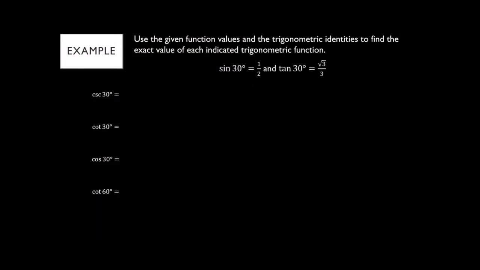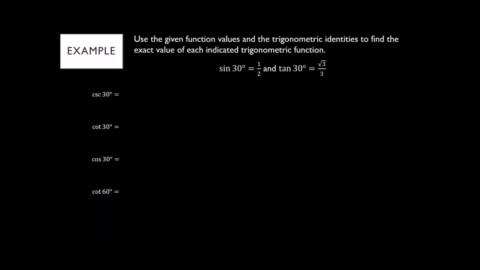So now we're going to just do some practice here. We're going to use the given function values. So we're given the sine of 30 degrees is 1/2 and tangent of 30 degrees is square root of 3 over 3. It's the same ones that we saw in the 30, 60, 90 triangle. And we're going to use the trig identities to find the exact value of each of the indicated trig functions. So I could draw my triangle to do these and use the triangle to determine all of these, but we're going to practice by using the trig identities instead of drawing the right triangle, filling in the sides, and going from there.